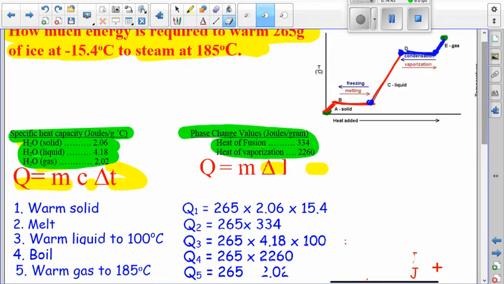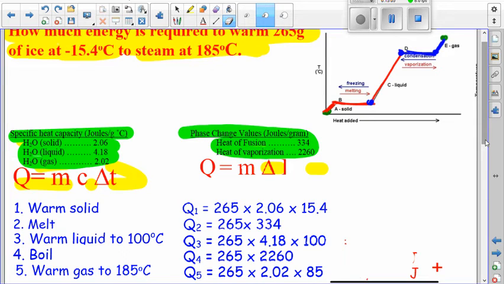2.02. Yep, 2.02. And then how much is the temperature changing in this last section? 85. You're going from 100 up to 185. So it's just changing by 85. So you have 5 Qs. Notice how I labeled them. I was super clear. I have nice separated lines.